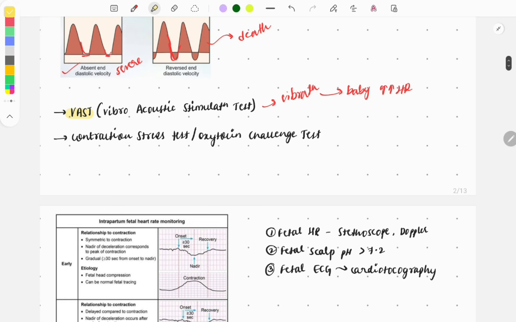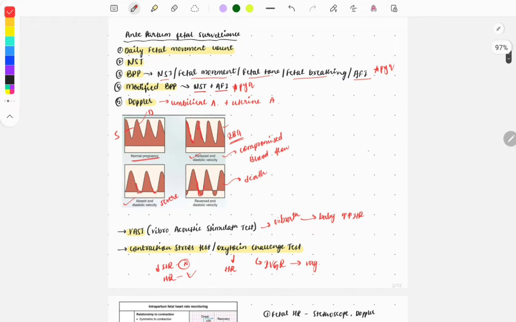And the another important test is the contraction stress test, or the oxytocin challenge test. So this test is used to assess the possibility of the normal delivery in an IUGR baby. Okay, so in an IUGR baby, how much possibility is there that it can be delivered vaginally, that we can come to know by using this test. So in this, oxytocin is administered, and we will be looking at the fetal heart rate with respect to the uterine contractions. So if the contractions causes decrease in the heart rate of the baby, then we will be not doing the normal delivery. And if the contractions, they do not cause change in the heart rate, then we can go with the normal delivery. So these were the things which we will be doing in the antepartum fetal surveillance.